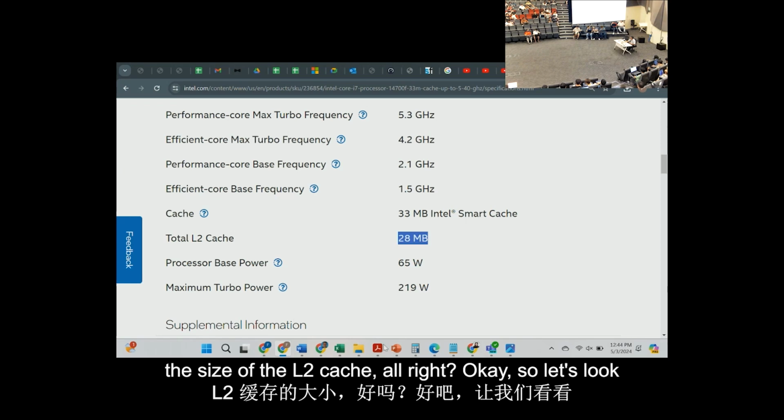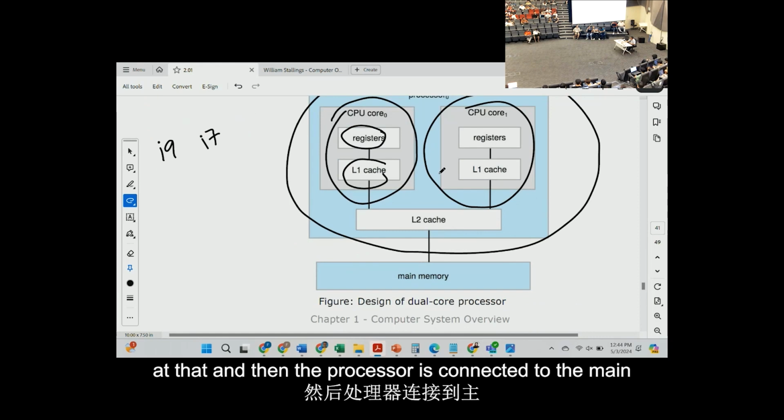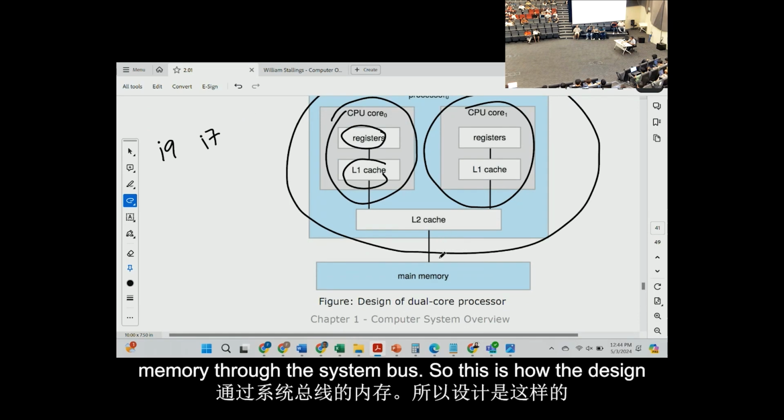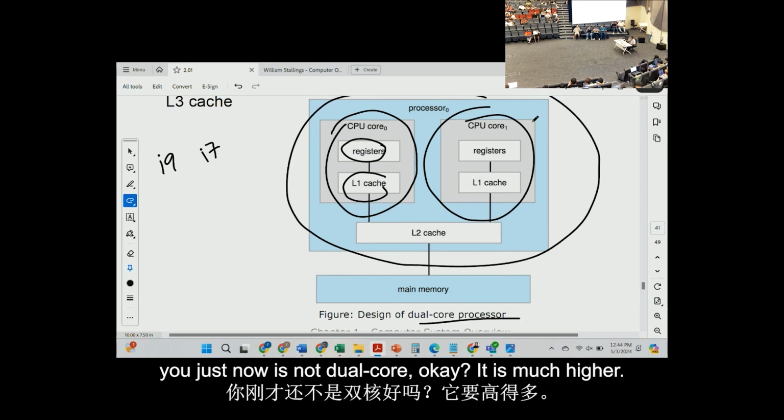All right. Okay, so let's look at that. And then the processor is connected to the main memory through the system bus. So this is the design of a dual-core processor. Okay, so the one that I showed you just now is not dual-core. Okay, it is much higher.